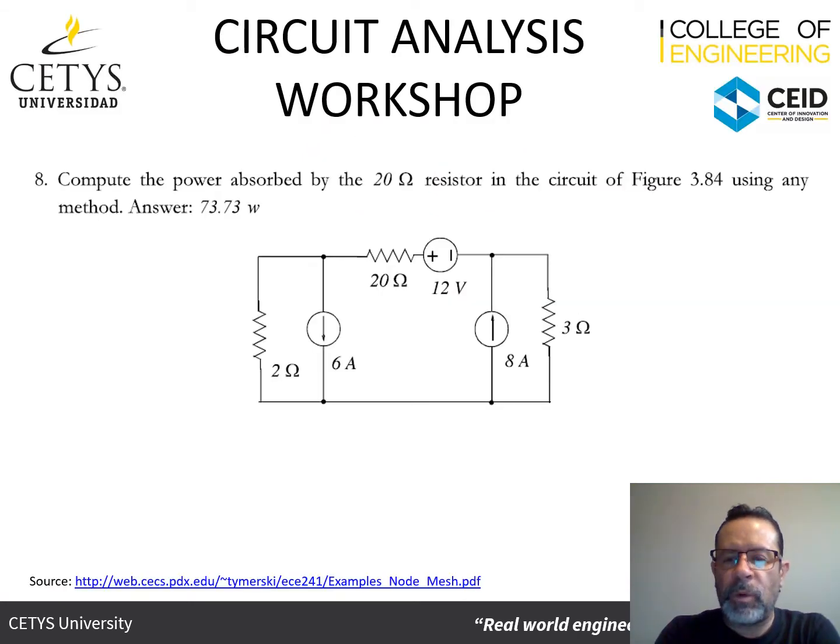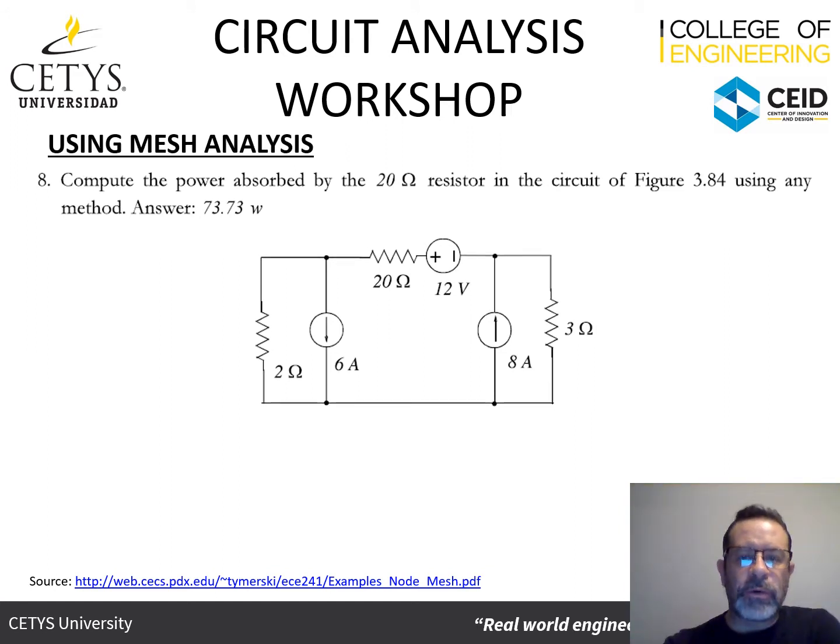Okay, so we are going to be looking at this circuit. This circuit has 3 resistors, a 2 ohm resistor, a 20 ohm resistor, and a 3 ohm resistor. It's got 3 power sources, a 12 volt power supply, and 2 current supplies, a 6 amp and an 8 amp. And what we want to find in this circuit is the power that is absorbed by the 20 ohm resistor.